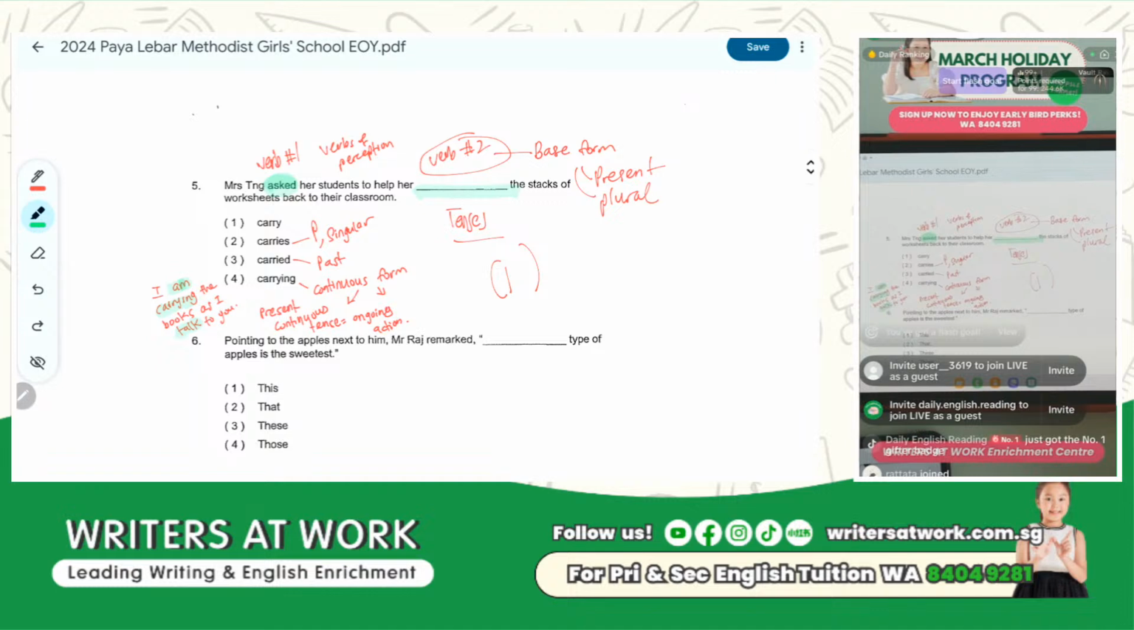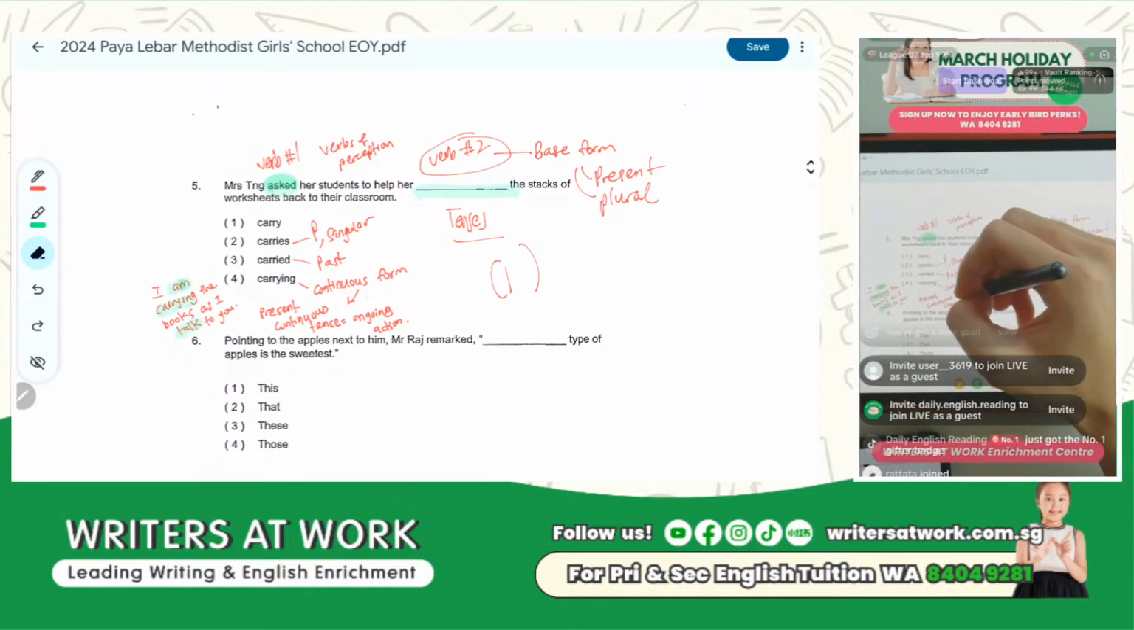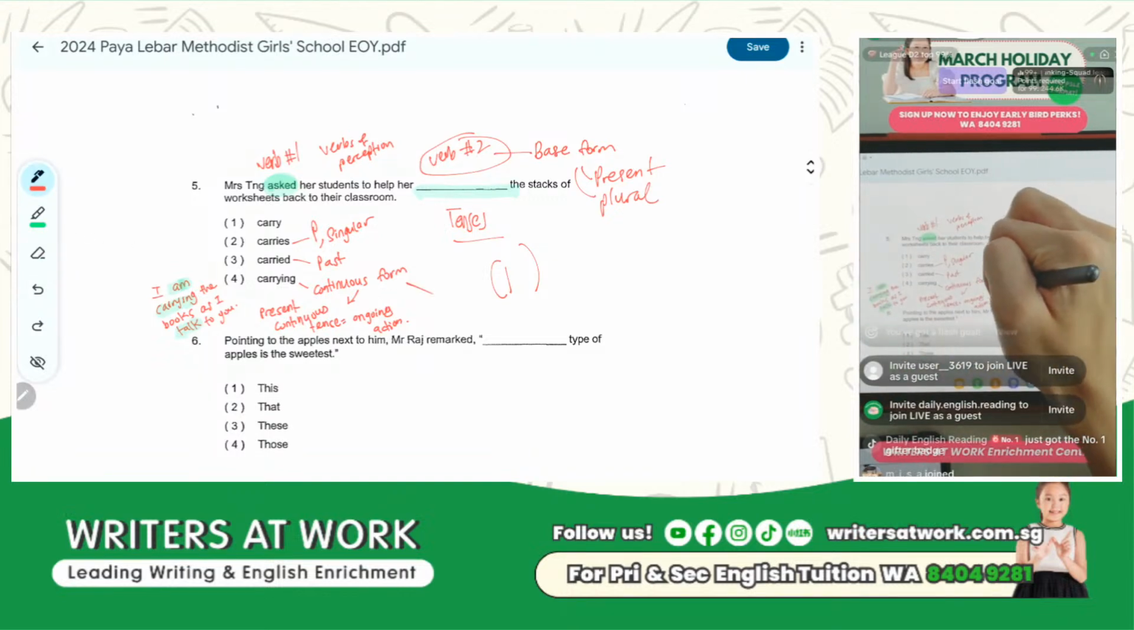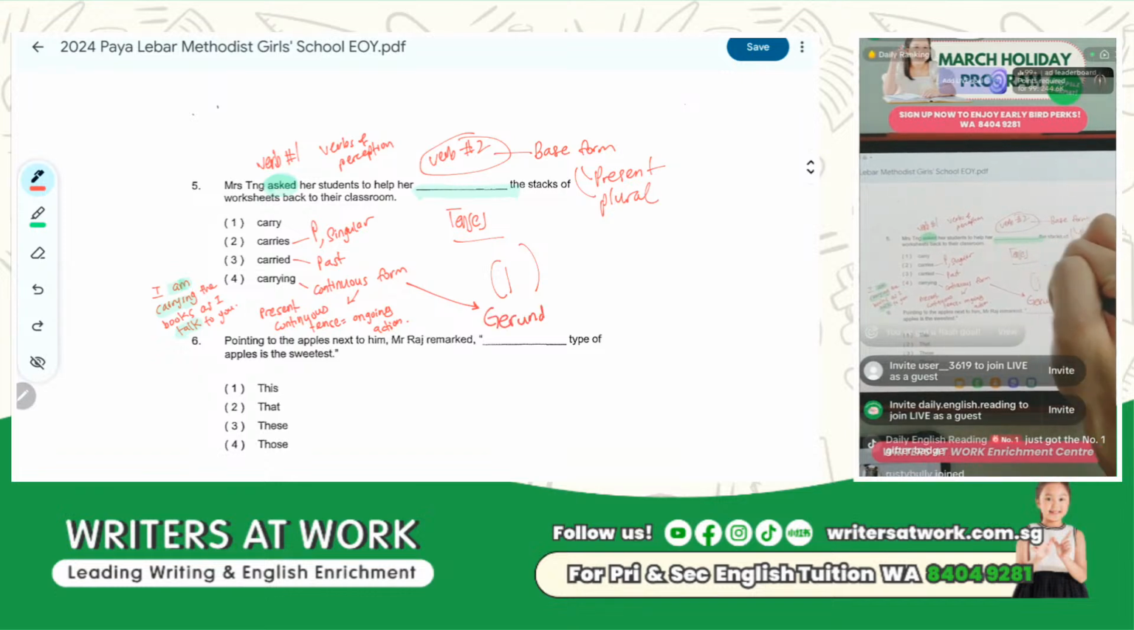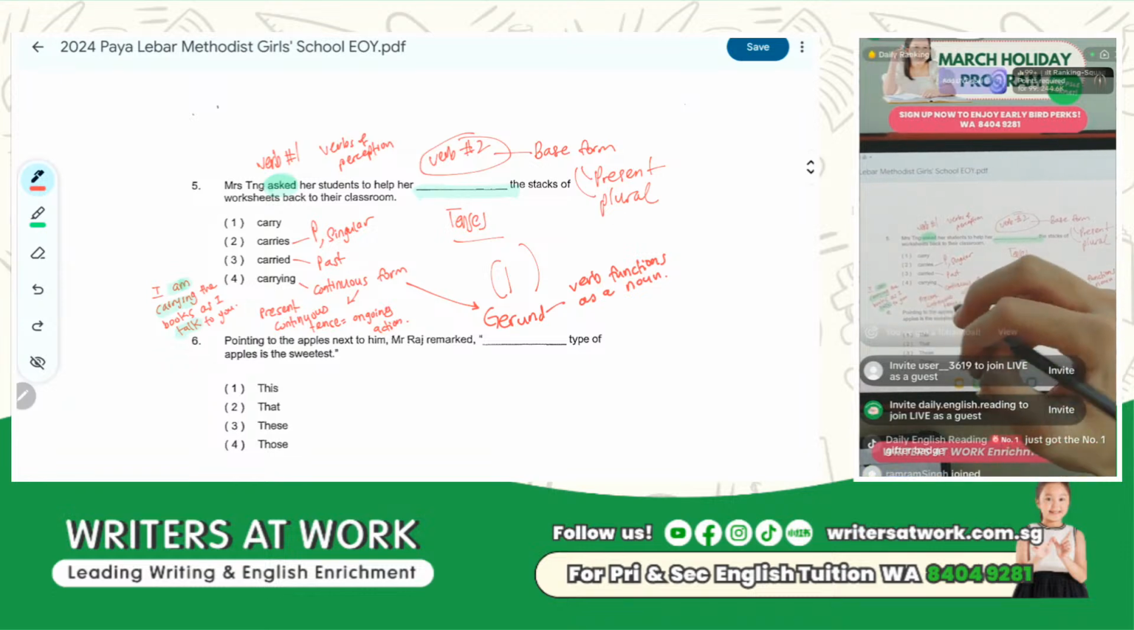Okay, I just zoom out a bit so you can see my example sentence. Next, this continuous form can be also used when you want to use a kind of grammar called a gerund. So this basically means that the verb functions as a noun. Okay, it's a bit confusing, right? So let me give you an example sentence.